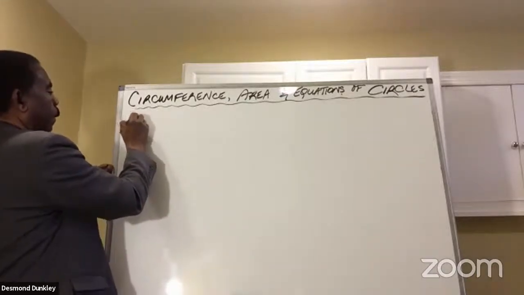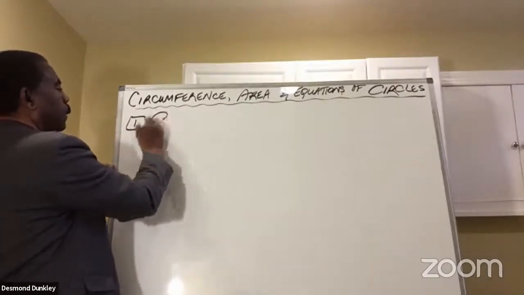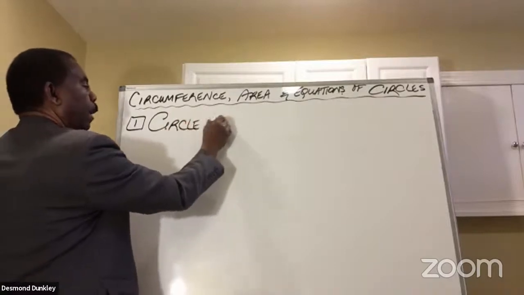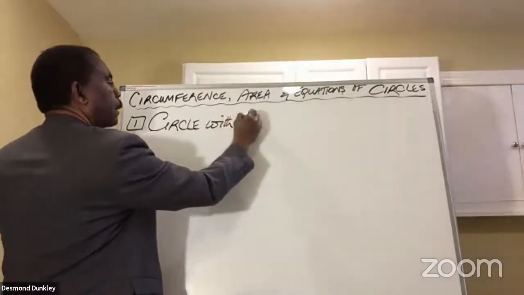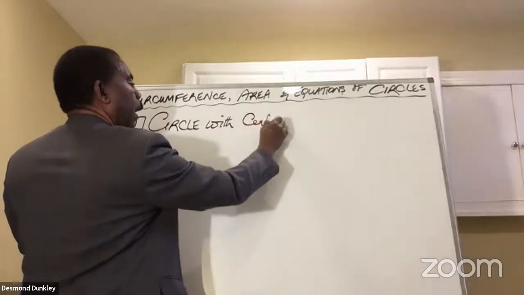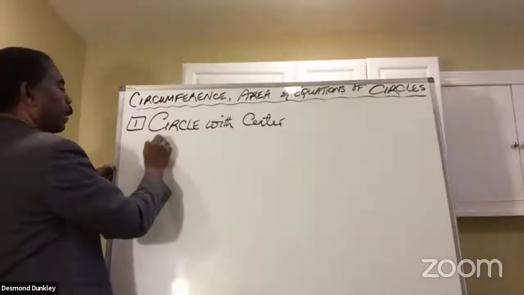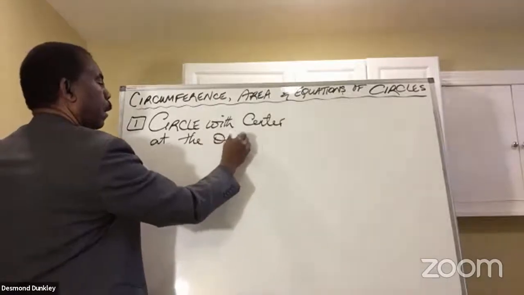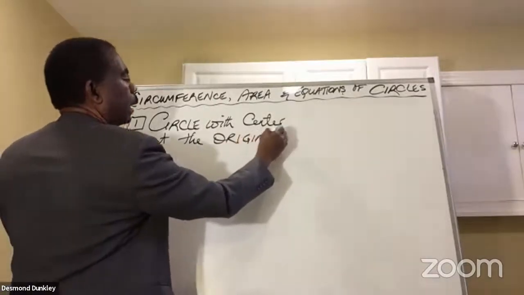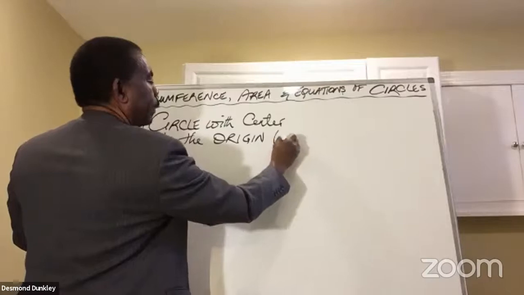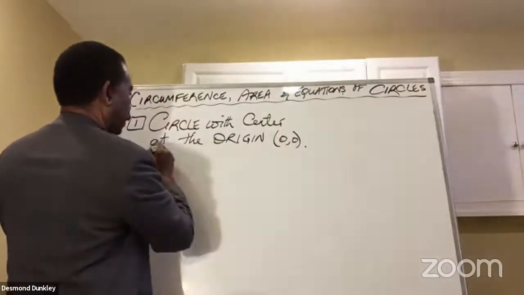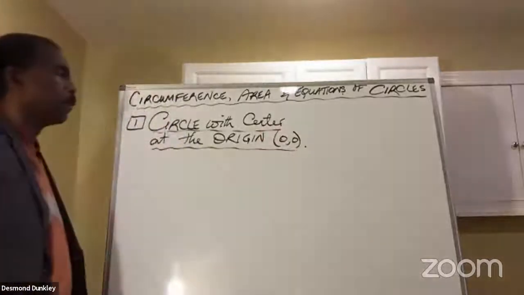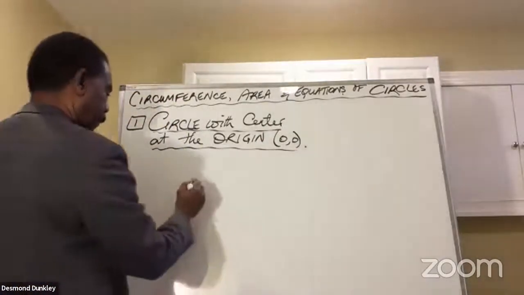This is number one, circle with center at the origin. And that is, of course, the point 0, 0. Okay, so here we go.